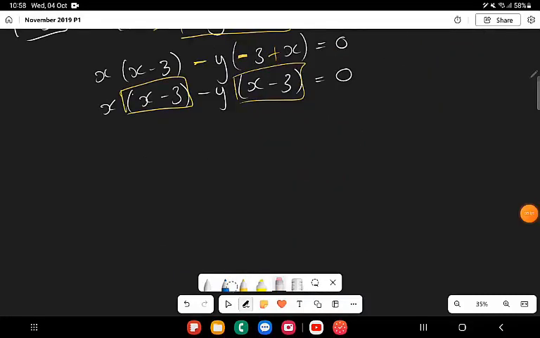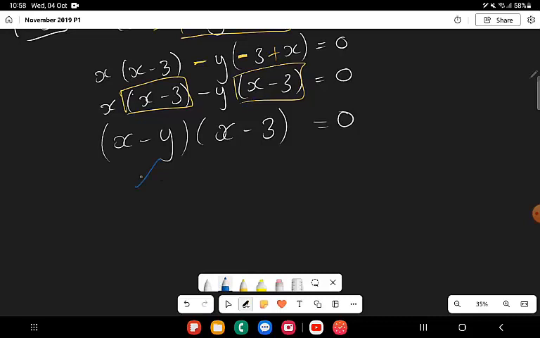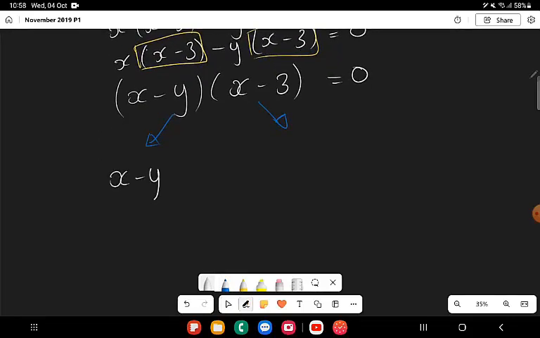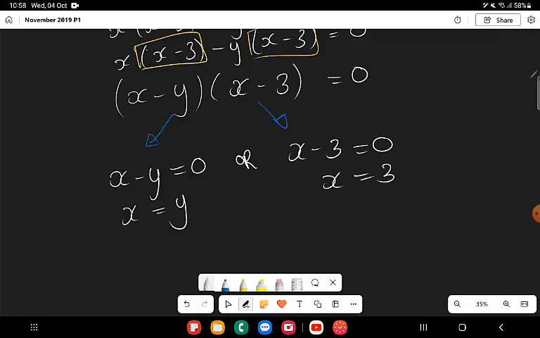All right, now that I have the 2 brackets that are the same, I can put the outside ones together, and I can make this x minus y in one bracket, and in my second bracket I'm going to make it x minus 3, and they are both equal to 0. Now I've got my 2 options because they're both equal to 0, which means one or both are equal to 0. So I can say that x minus y equals 0, so x equals y, or I can say x minus 3 equals 0, so x equals 3.